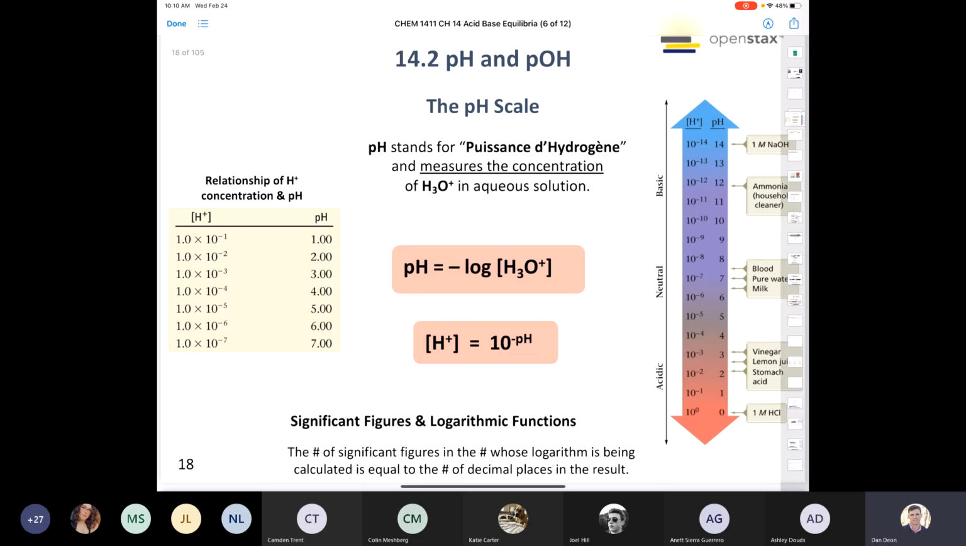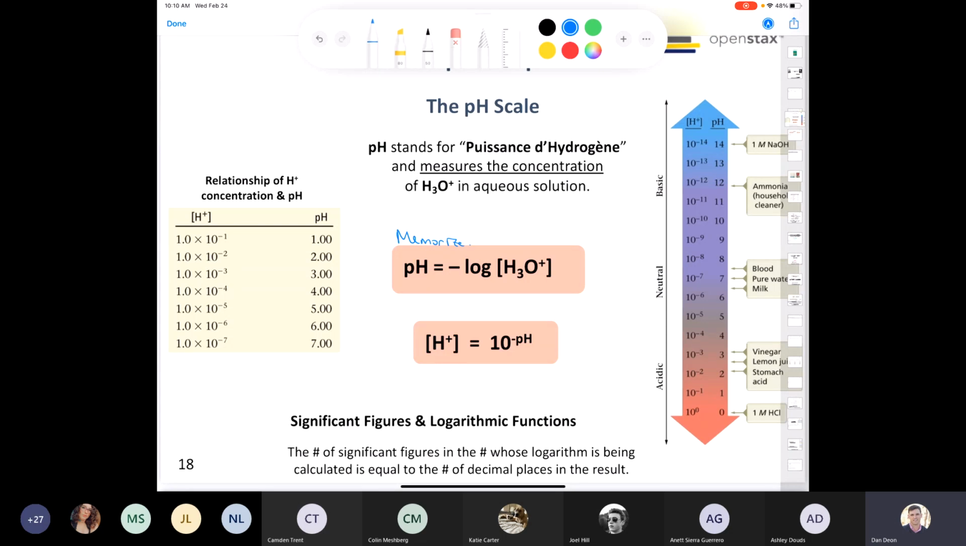You need to have this formula memorized. So you need to memorize that pH is equal to the negative log of hydronium. Now, if you understand logarithms and you can do some mental math, you probably realize that if the concentration of hydronium is 1 times 10 to the negative 1, pH is 1. If the concentration of hydronium is 1 times 10 to the negative 2, it's 2, so on and so forth. Remember that H plus is the same thing as hydronium. Okay, they mean the exact same thing in chemistry.